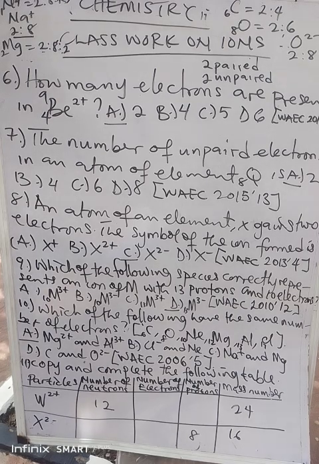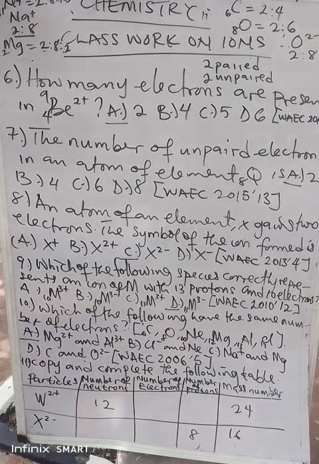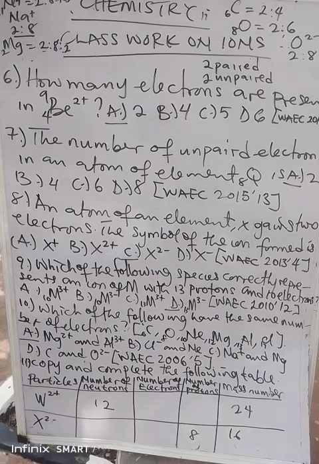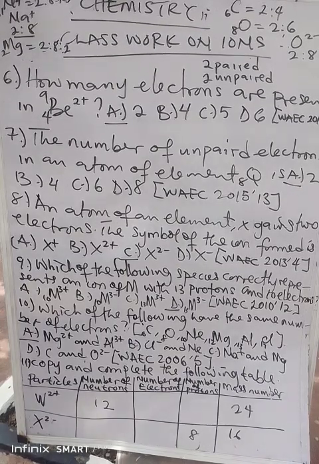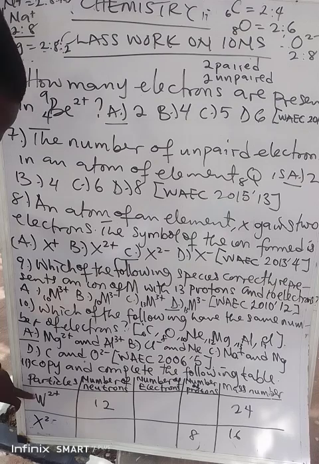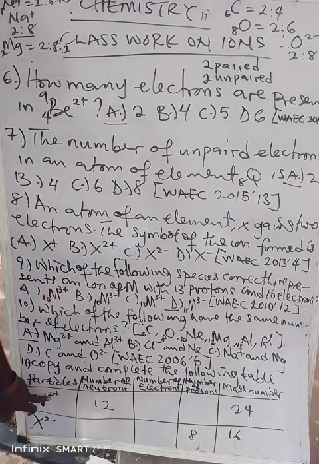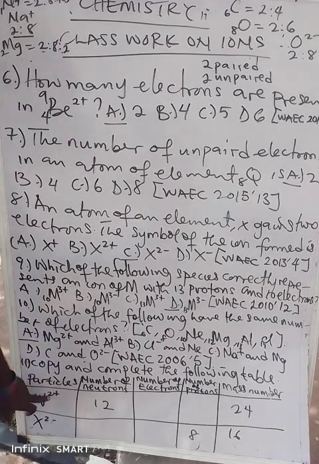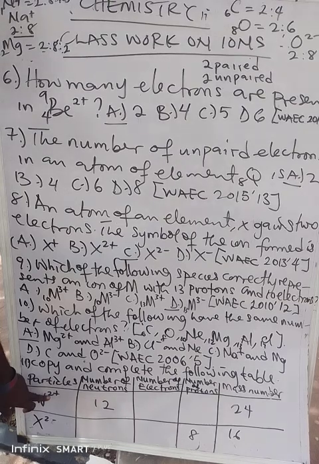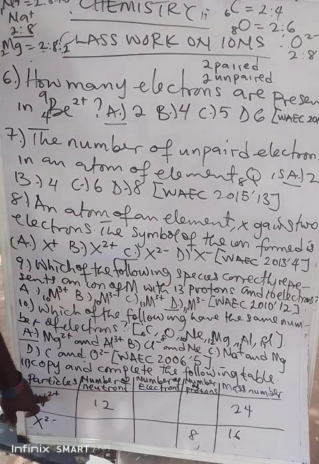Then let's look at this table, the last thing to do today. Now, the last thing, look at W raised to power 2 plus. This 2 plus means that what? It has lost 2 electrons. So if it has lost 2 electrons, the proton number remains the same.